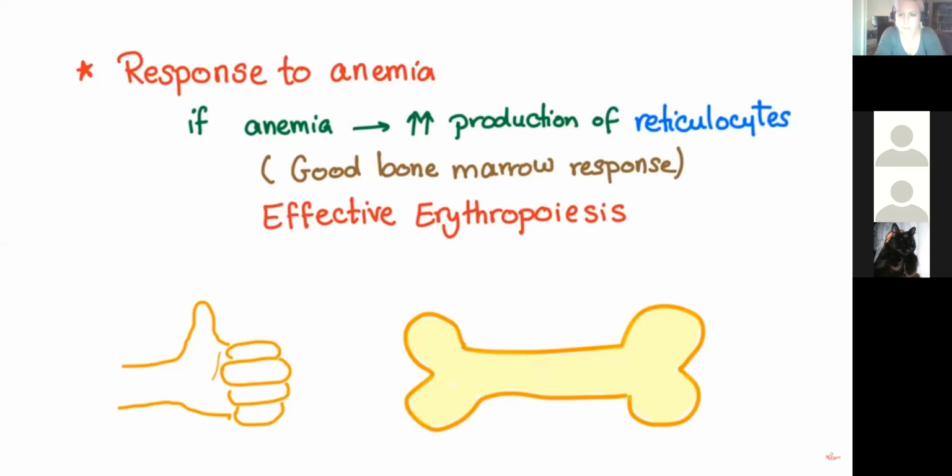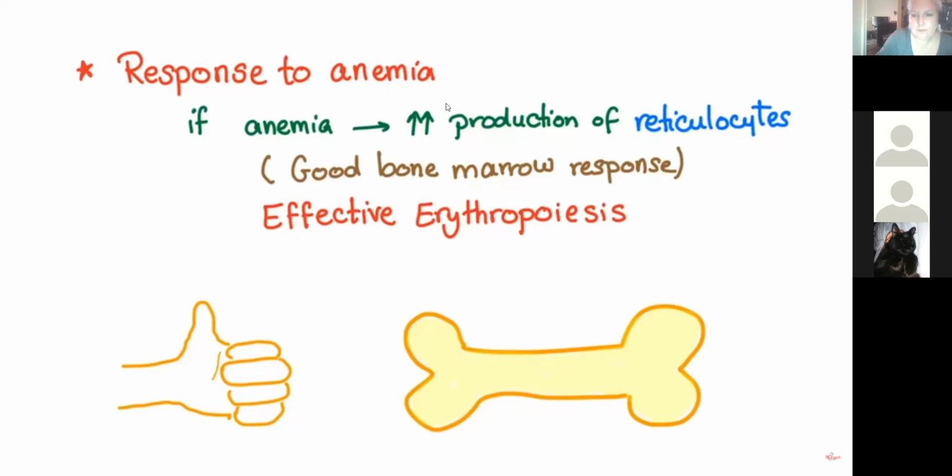In cases of anemia or shortage of RBCs, the bone marrow will respond by increasing the production of all of the cell line of the red blood cell, including reticulocytes. Produce more, more, and these reticulocytes eventually will mature to RBCs. more, and more. So in cases of anemia, a good bone marrow will increase production of reticulocytes. This is called good bone marrow response, also called effective erythropoiesis.